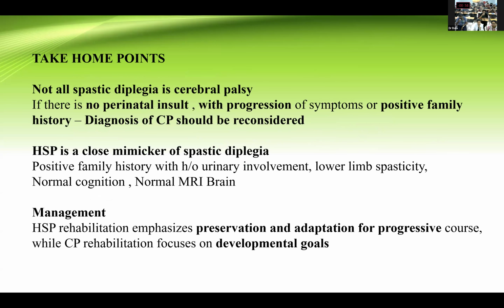So, take home points: not all spastic diplegia is cerebral palsy. If there is no perinatal insult, and with progression of symptoms or positive family history, the diagnosis of cerebral palsy has to be reconsidered. HSP is a close mimicker of spastic diplegia, and it will have a positive family history with a history of urinary involvement, lower limb spasticity with normal cognition and normal MRI brain. As for management, HSP rehabilitation emphasizes preservation and adaptation to the progressive course of the disease, while CP rehabilitation focuses on developmental goals.